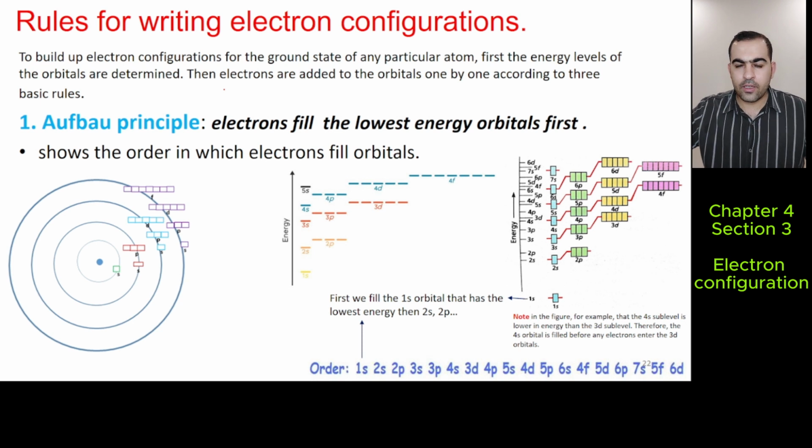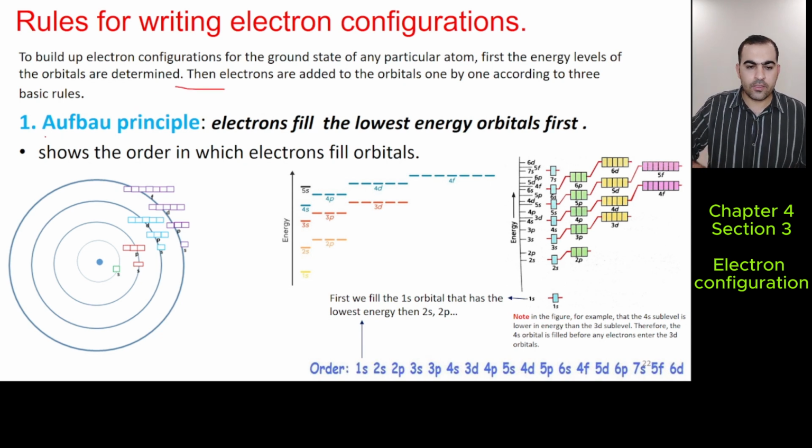Rules for writing electron configurations. There are 3 rules or principles we use to write electron configurations. In this section we're going to write electron configurations, how the electrons are arranged in an atom. So we need rules to fill the orbitals of atoms of each element. So there are 3 rules.